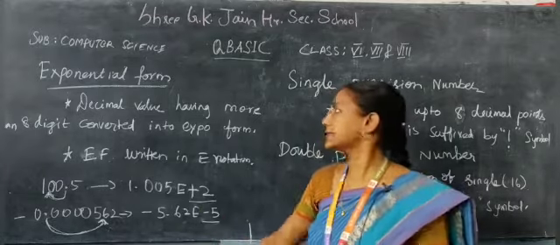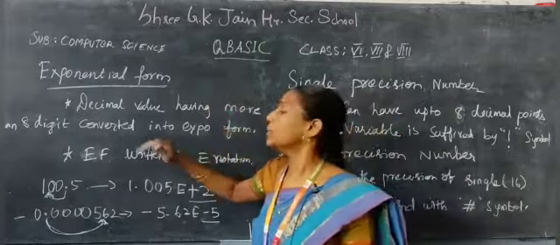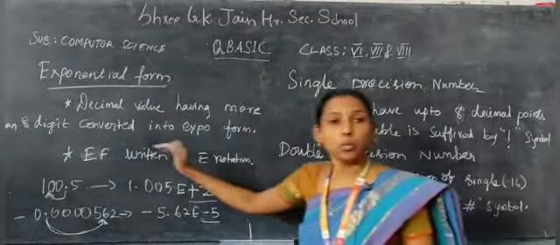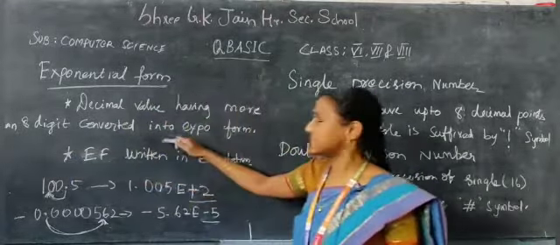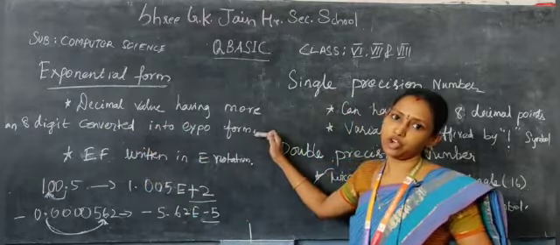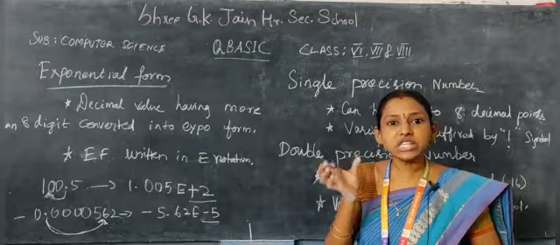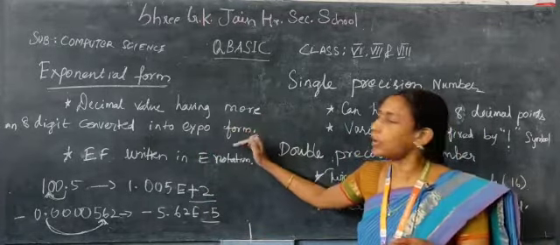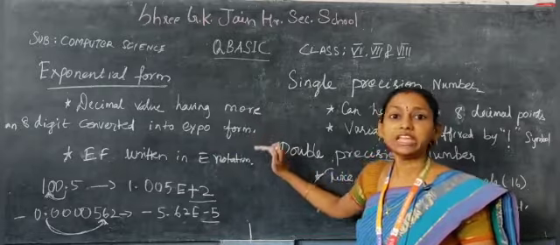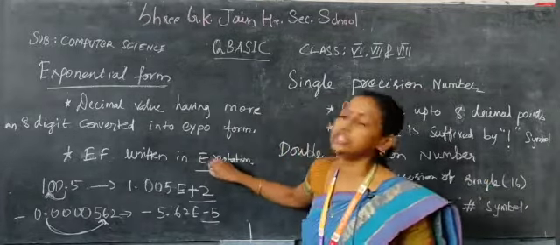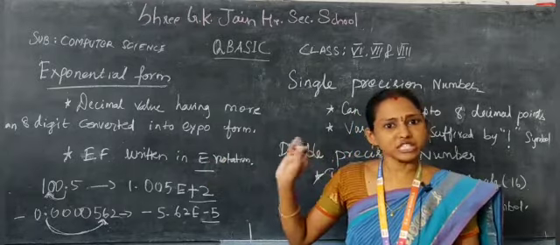Next, we are going to discuss the exponential form. Exponential form: a decimal value having more than 8 digits will be converted into an exponential form. In computer programming language, we use E notation for writing the exponential form.